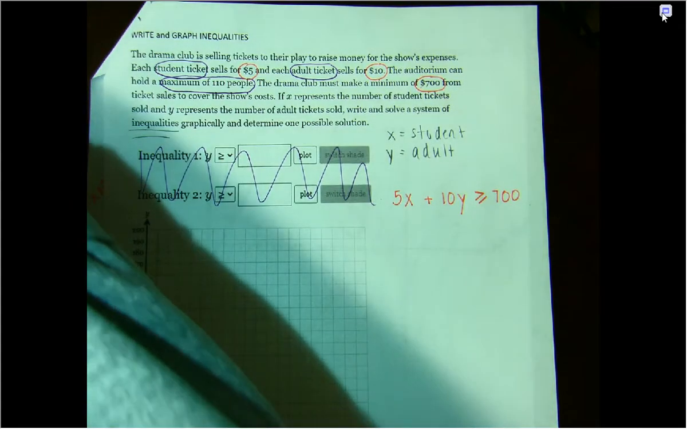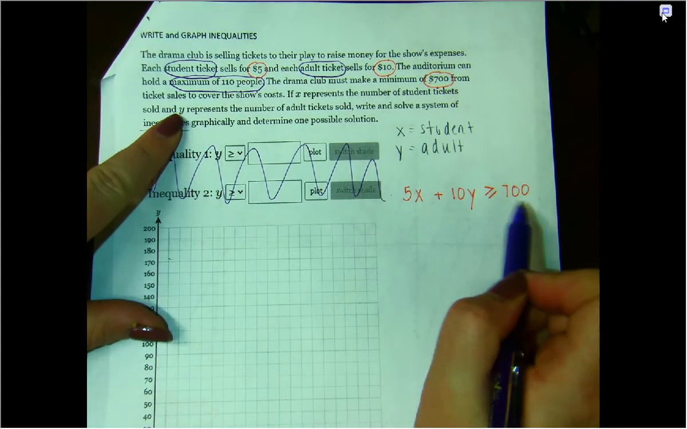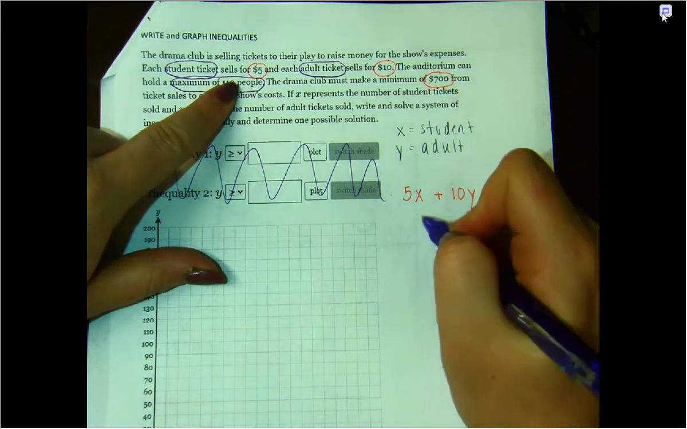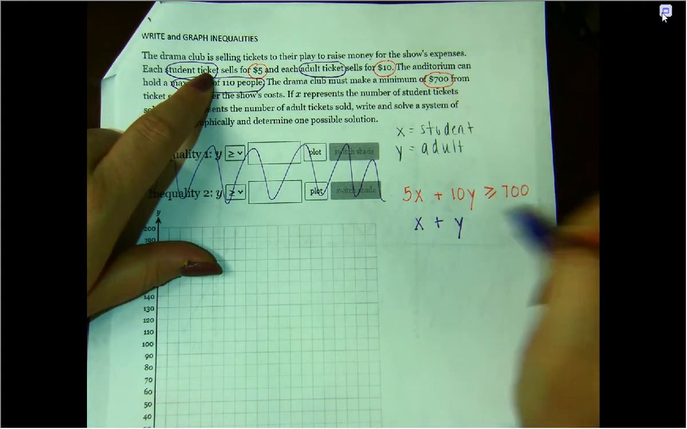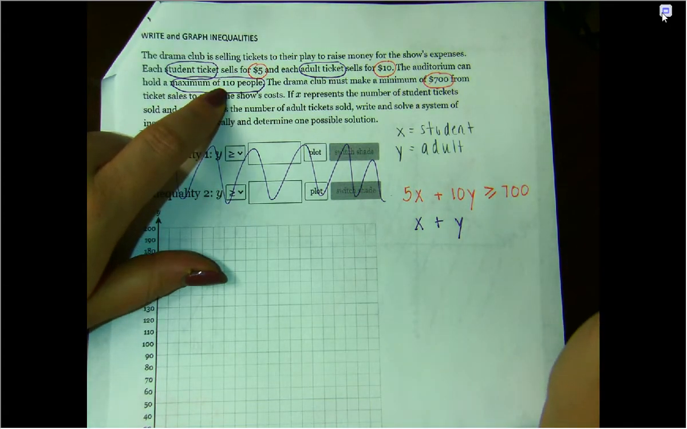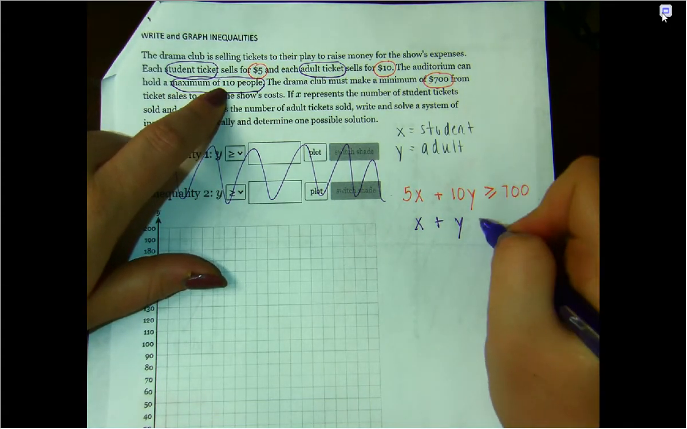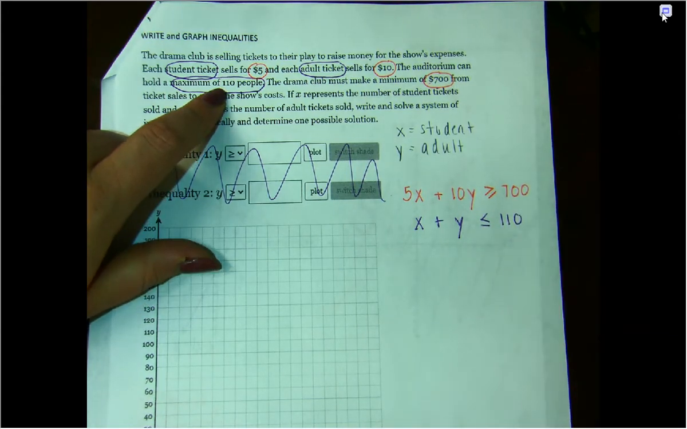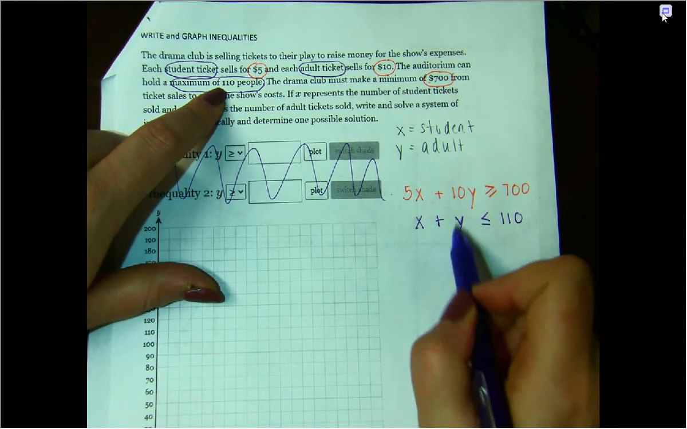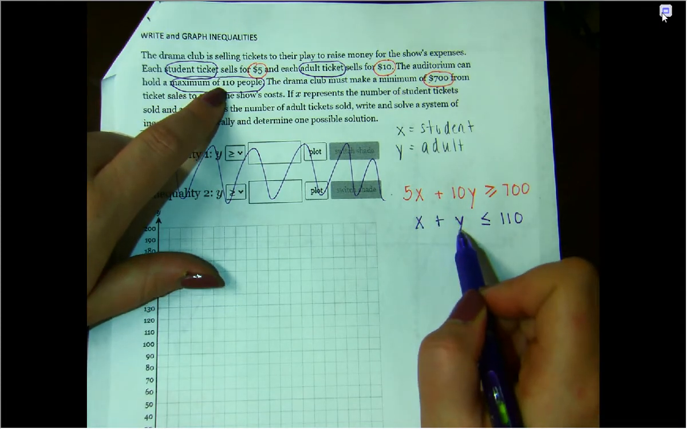Now let's talk about the quantities. I'm selling student tickets and I'm selling adult tickets, a maximum of 110 people. That means that at most I can have 110 people in the auditorium. I don't want more than that because then people would have to stand and that would be uncomfortable.